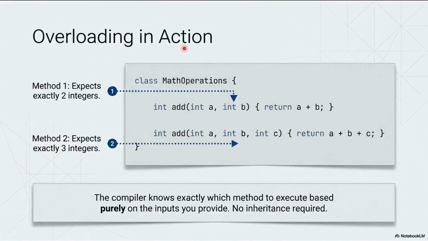Overloading in action: as you can see, there's a class and then there are 2 functions with the same name. The method name remains the same but with different sets of parameters. The compiler knows exactly which method to execute based purely on the inputs you provide. No inheritance is required. This is a very important point: inheritance is not required in method overloading. This is simply a class, and inside that class we have 2 methods with the same name. That's overloading, where inheritance is not required.